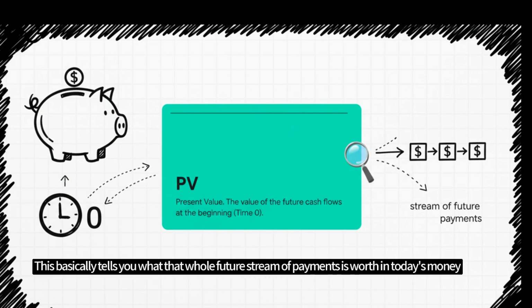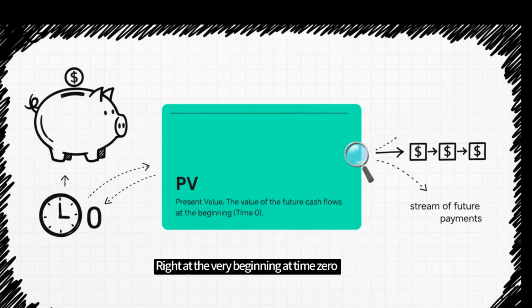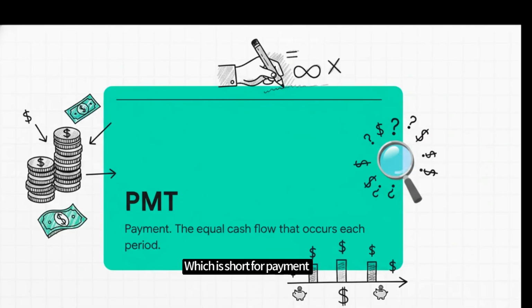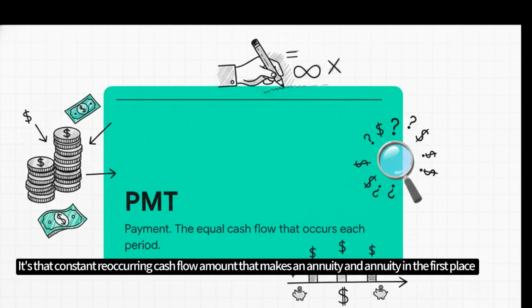PV stands for present value. This basically tells you what that whole future stream of payments is worth in today's money, right at the very beginning, at time 0. It's like asking, what lump sum would I need right now to create that same series of future payments? Then there's PMT, which is short for payment. This is the star of the show. It's that constant reoccurring cash flow amount that makes an annuity in the first place.